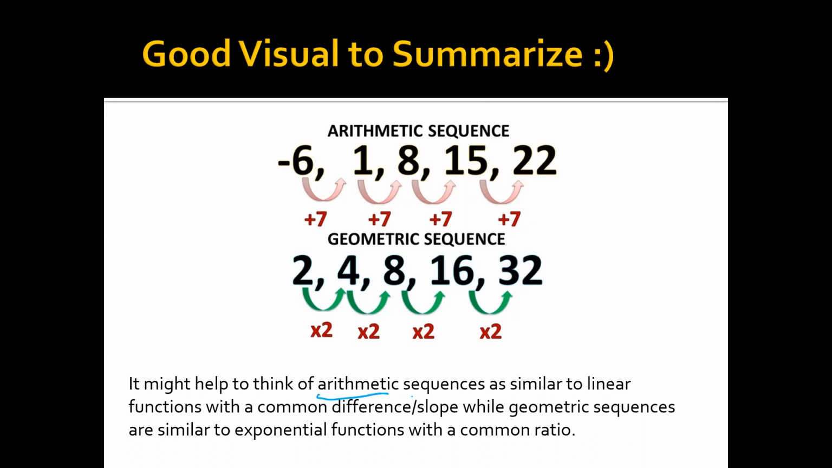So a good way to remember this: arithmetic sequences are very similar to linear functions. They're not quite the same, but there's a constant difference that we're increasing or decreasing by each time. Whereas geometric sequences are similar to exponential functions. In exponential functions, we increase multiplicatively, so we're either increasing or decreasing multiplicatively by a common ratio.